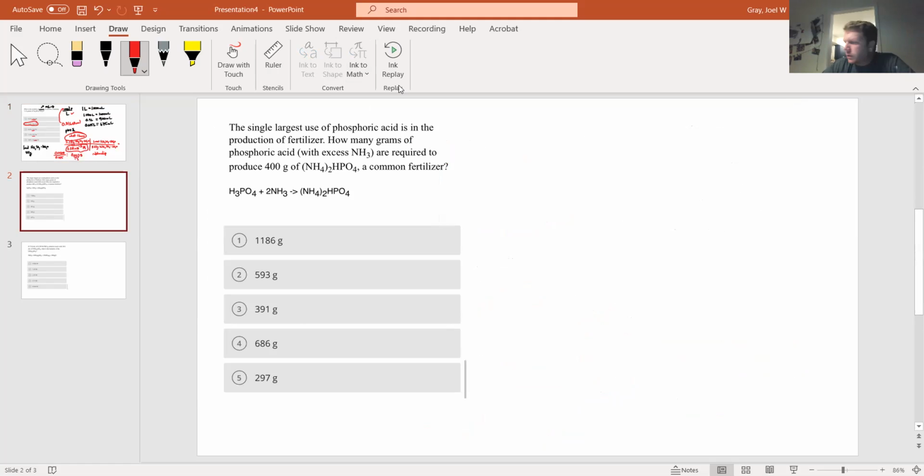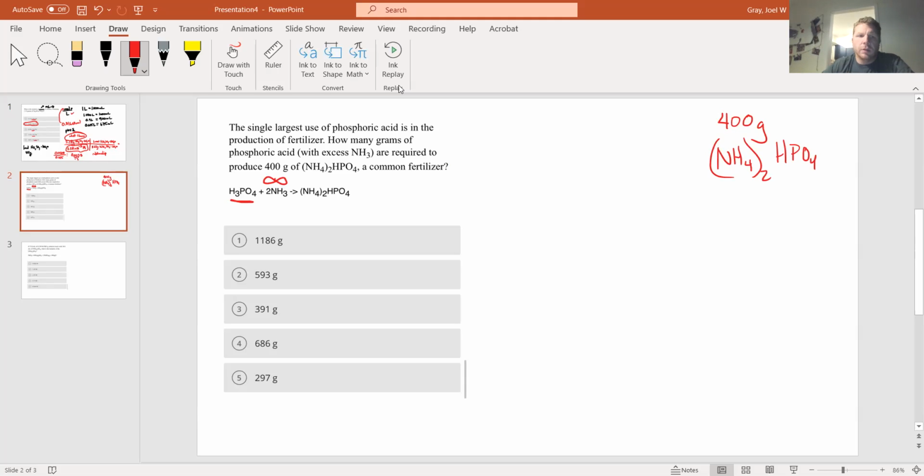So what this question is asking is, let me make sure I've got my mind straight on this one. What we want to do is make 400 grams of (NH4)2HPO4. We want to know how many grams of this right here when we have an infinite amount. So I'm going to draw my infinity symbol right here.